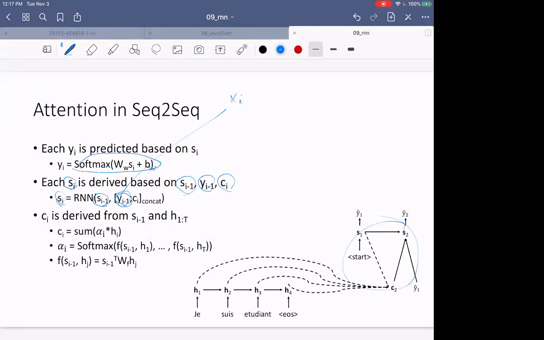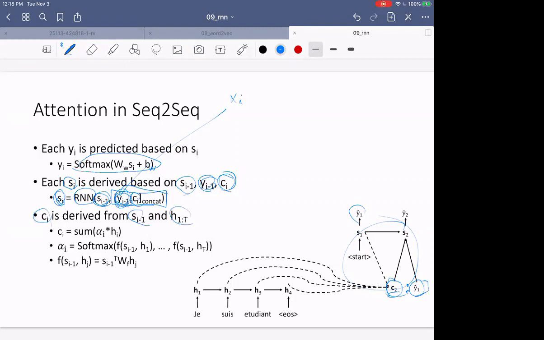So again, to repeat, your new state is derived from the RNN cell, which relies on the previous time step latent representation, the previous hidden layer, your current input, and Ci concatenated. So you concatenate Ci with your current input. C2 is concatenated with Yi hat, which is just copy paste from here. You concatenate it like this, and then that becomes your input to your RNN. And how Ci is derived, as I said, depends on Si minus 1 and Hi.